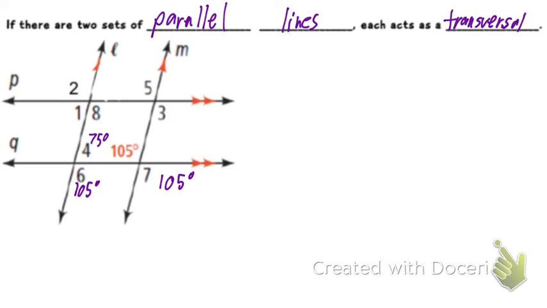Okay, raise your hand if you have another angle we can figure out here. Okay, Christian, what are you thinking? Angle 8. Okay, you're thinking angle 8. Which line do you want me to cover up? M? Q? Okay, M. So cover up line M real quick.